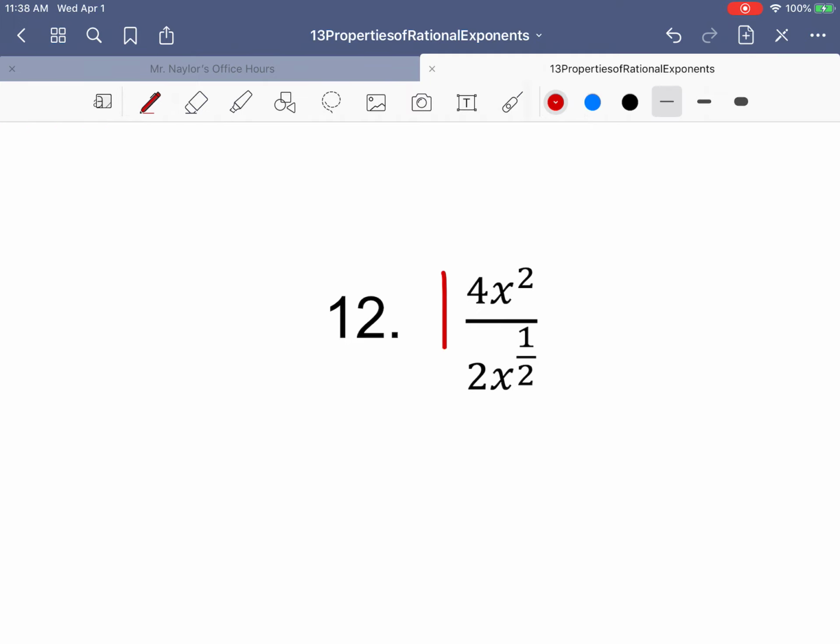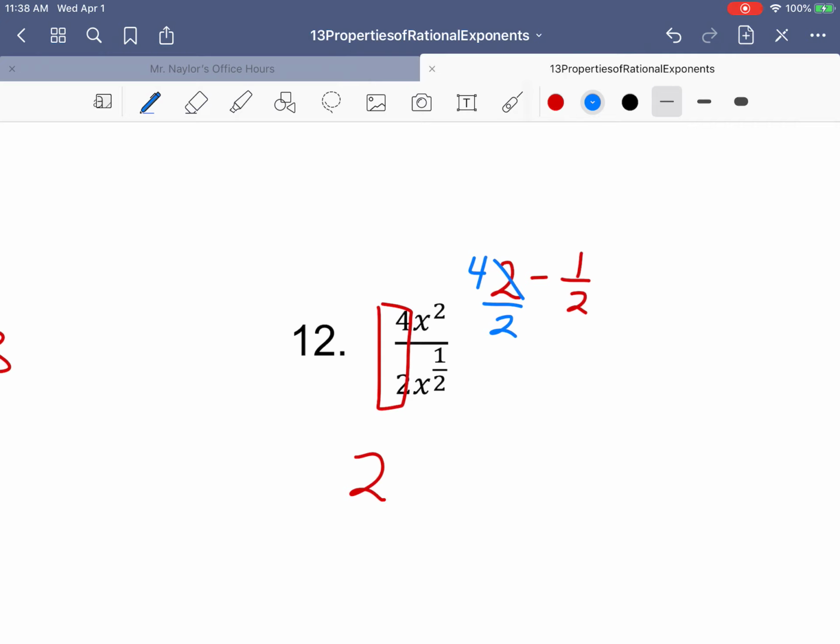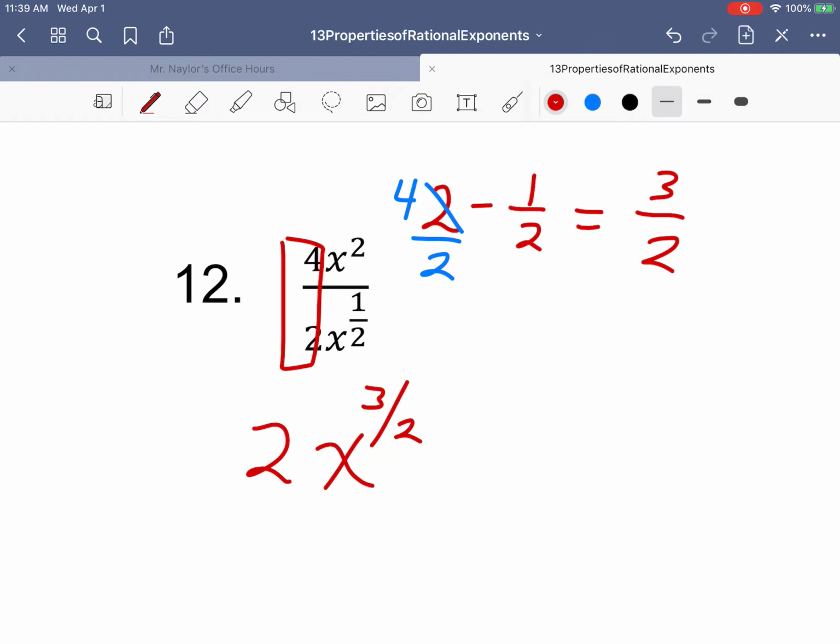And finally, for this last one, you divide the numbers. If you divide them, you get 2. If you subtract the exponents, you always subtract top minus bottom, you're going to need a common denominator of 2. So I have to multiply by 2. I have to change this to 4 halves. But when you do the business of subtracting, you get 3 halves. Now, that's going to be the exponent that goes on x. There's not 2 x's anymore because we combined them to be 1.